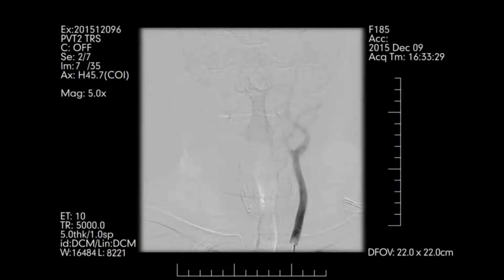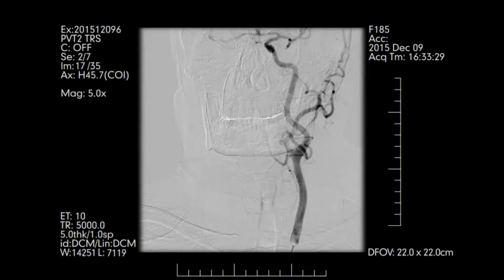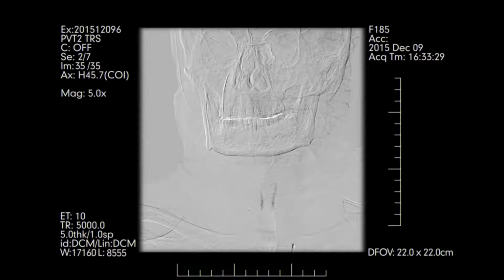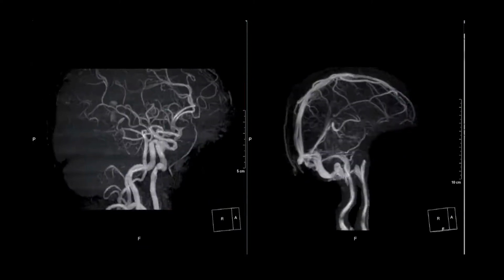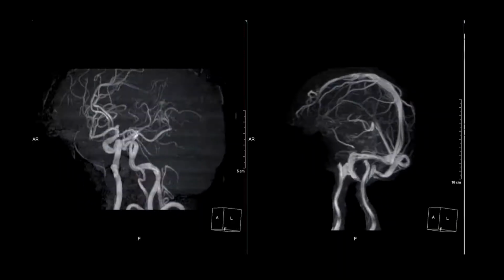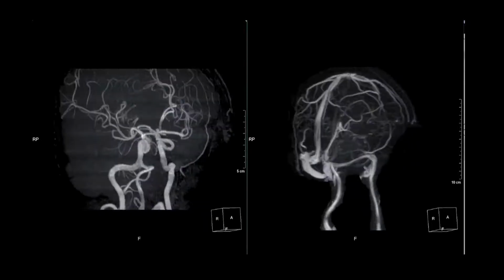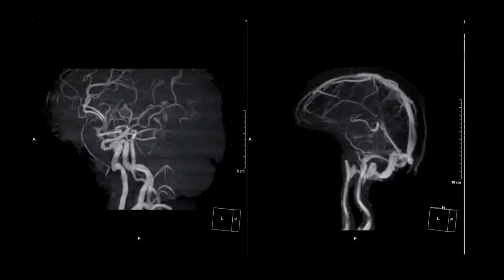Number 2. Cerebral Angiography. Cerebral angiography is a diagnostic procedure that uses X-rays and a special dye to provide detailed images of blood vessels in and around your brain. The procedure is also called an arteriogram, cerebral arteriogram, or arterial phase imaging.